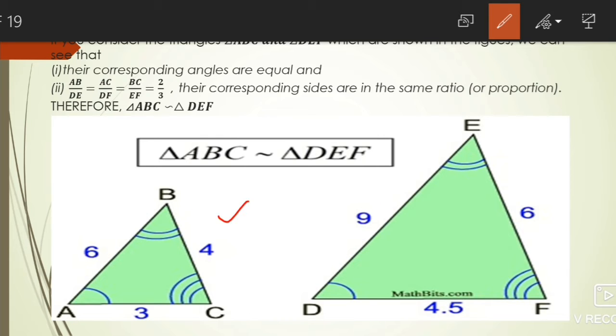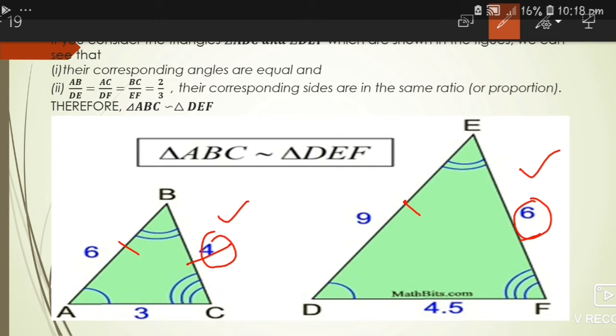If you look at these two triangles, the ratio of AB by DE is 6 by 9, that is 2 is to 3. Similarly, the ratio of BC by EF is 4 by 6, that is also 2 by 3. Again, AC by DF is 3 by 4.5, which is also equal to 2 by 3.